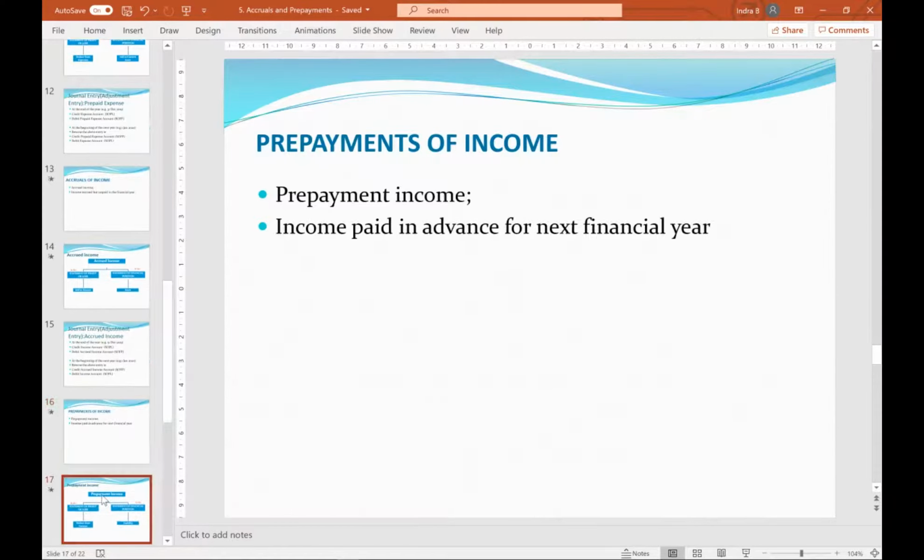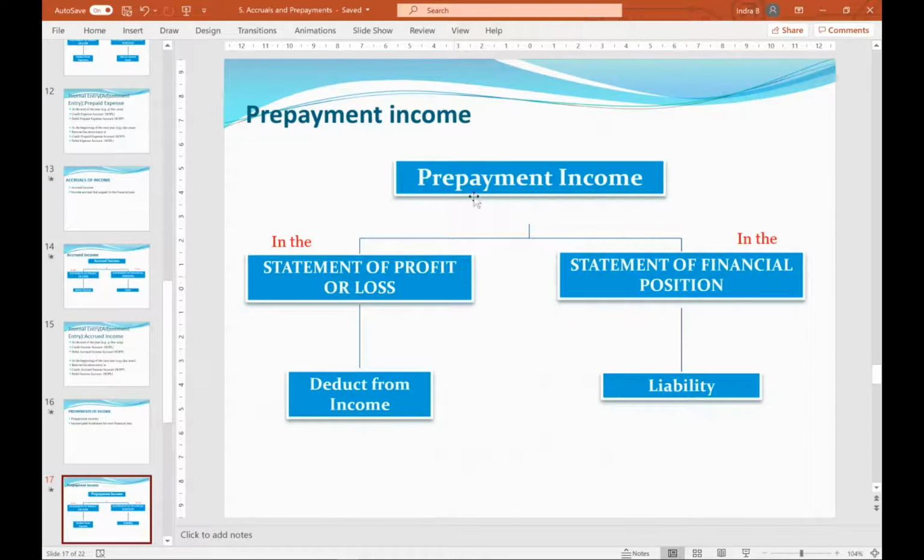So if it is prepayment of income, we have to deduct it. We have received it in advance, so we have to deduct it from our income. And then this income we have received in advance is a kind of liability for us because we'll have to pay it back.